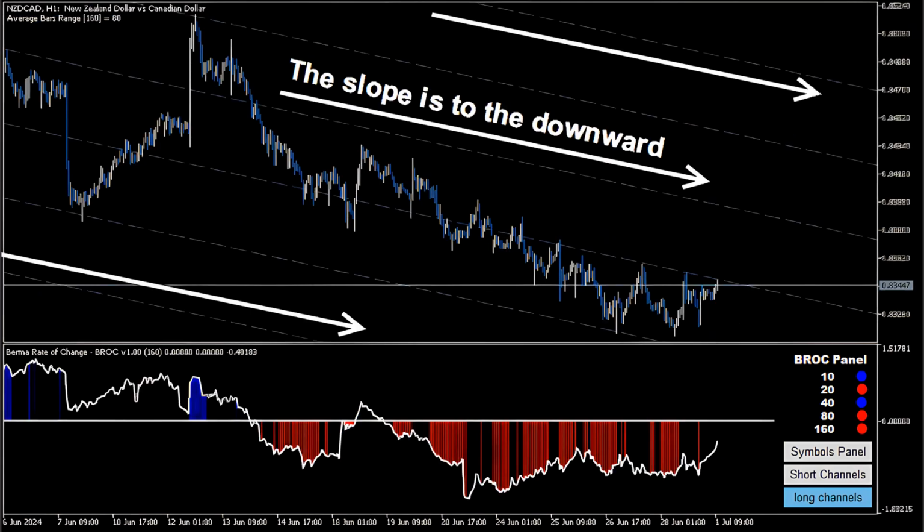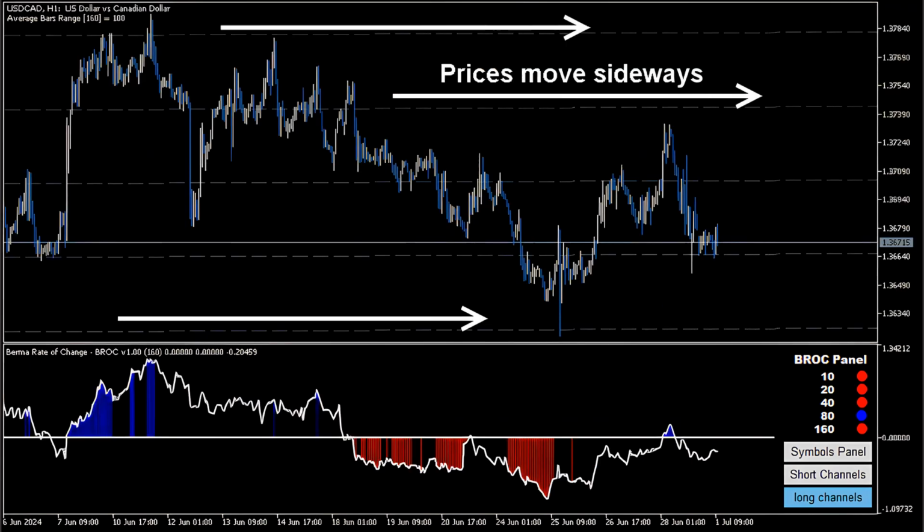When the Berma Grid is trending downwards, this is an indication that the main trend of price movement is down. Finally, when the Berma Grid moves horizontally, this is evidence that the main direction of price movement is sideways.